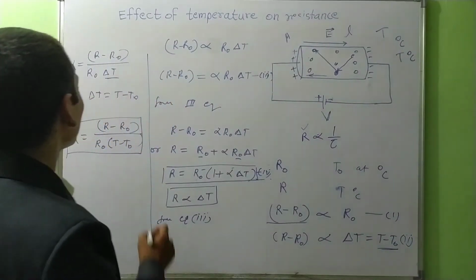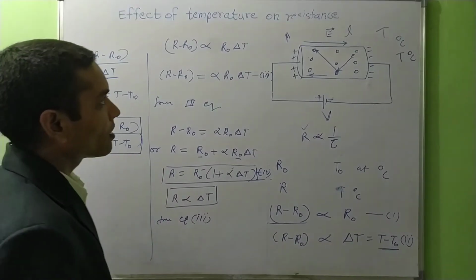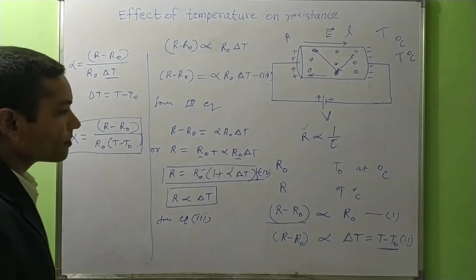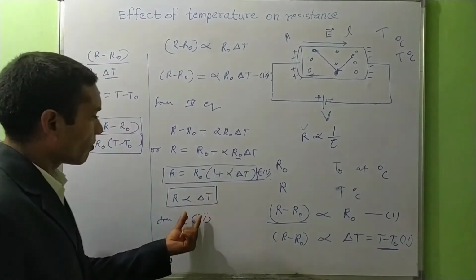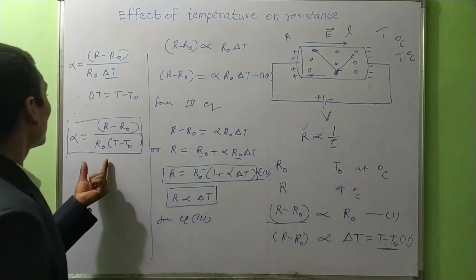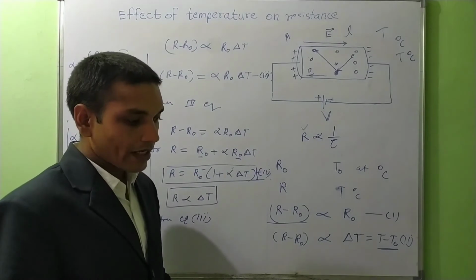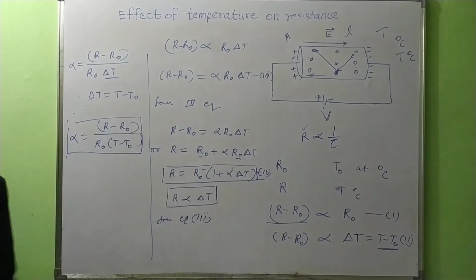Okay, we can find the temperature coefficient for every conductor or insulator or semiconductor. Okay, this is the formula of the final resistance, and this is the formula for the temperature coefficient. Okay, now we will discuss an example related to this formula.